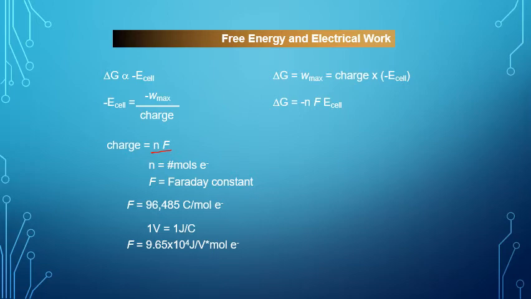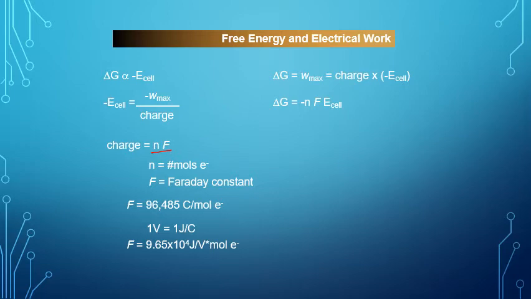If I have a positive value for Ecell, then I'm going to have a negative value for delta G. That would mean that I would have a thermodynamically favorable process. If my Ecell is a negative value, then the product of negative nFE would be a positive value, and that would mean that I'd have a non-spontaneous or thermodynamically unfavorable process, which means that I would then have an electrolytic cell, which we'll cover in our next video.